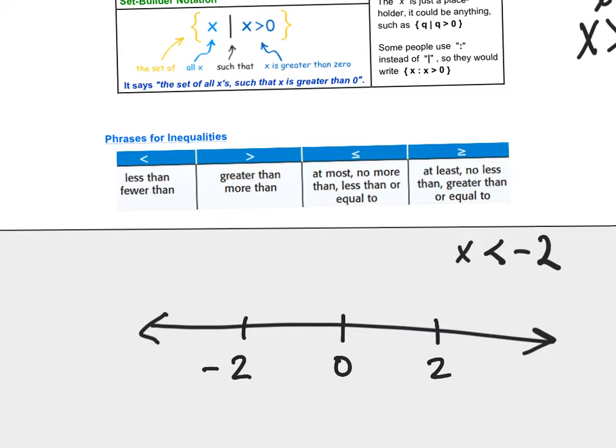Less than -2 means that it's not exactly -2, so it's an open circle, and we shade to the left. It's everything less than it. So less than and greater than are open circles. The or equals are closed circles.